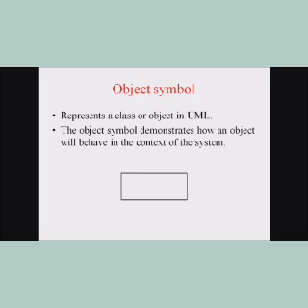The second one is the object. The object symbol represents a class or object in UML. It demonstrates how an object will behave in the context of the system. It is represented by a rectangular box with the object name.